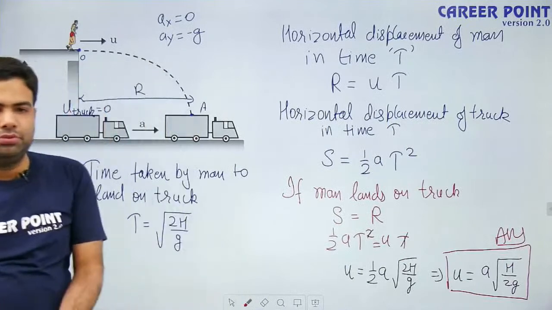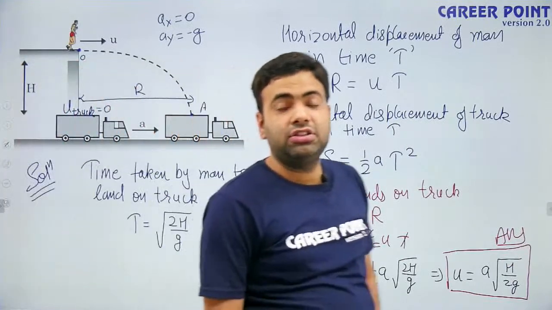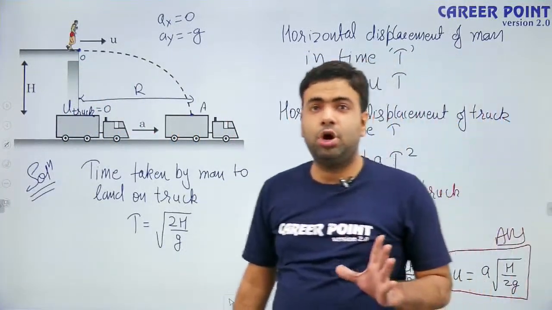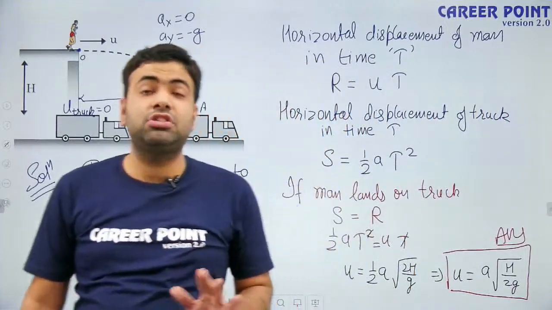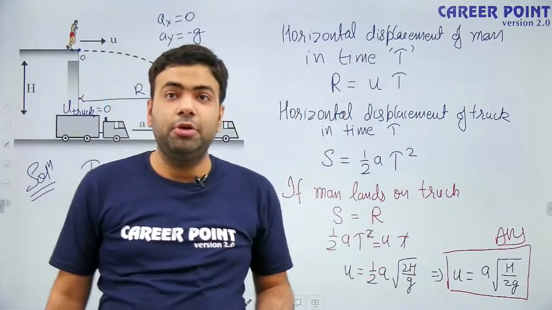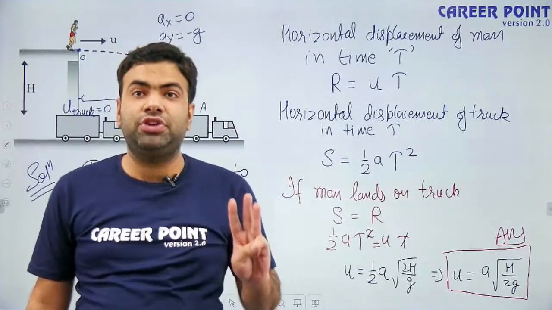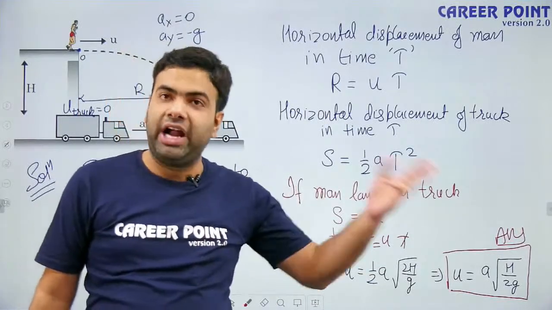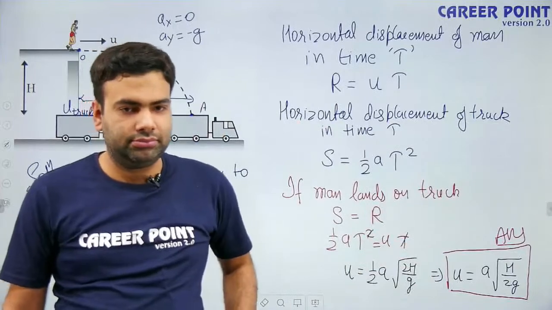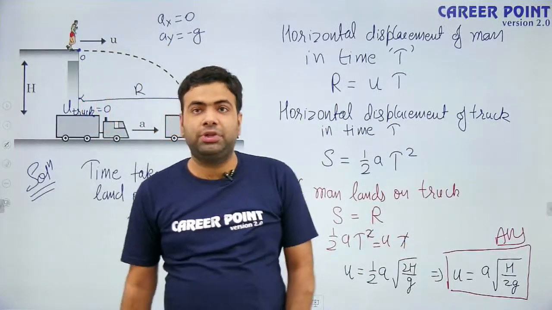Is it clear to all of you? So this is how we can solve any problem of projectile motion which is not ground to ground projectile, only by using three equations of motion separately in y direction and x direction. Okay, so that is enough for today.